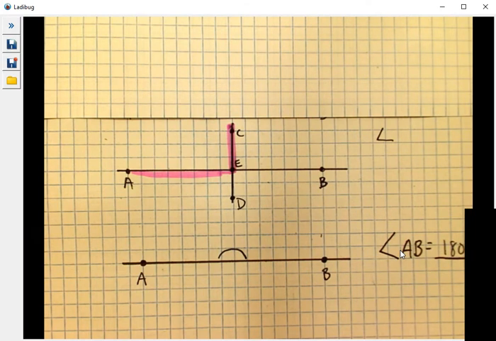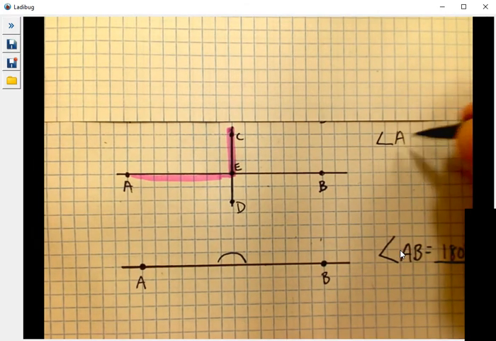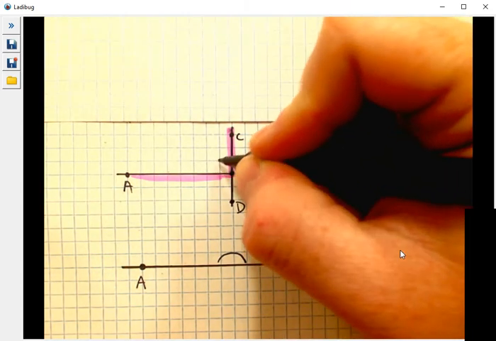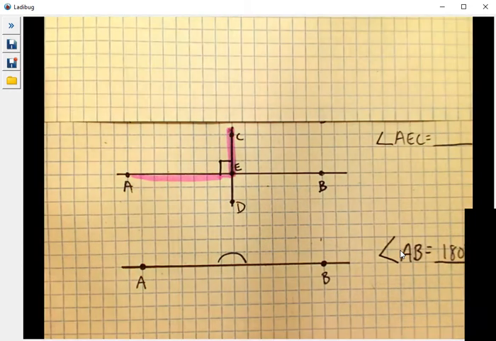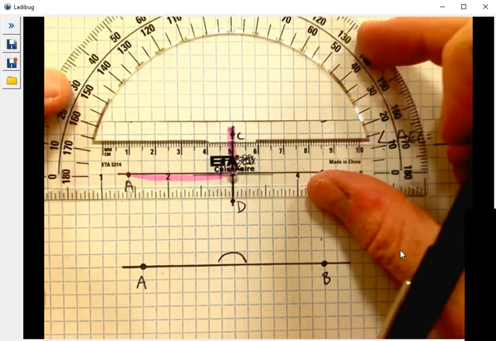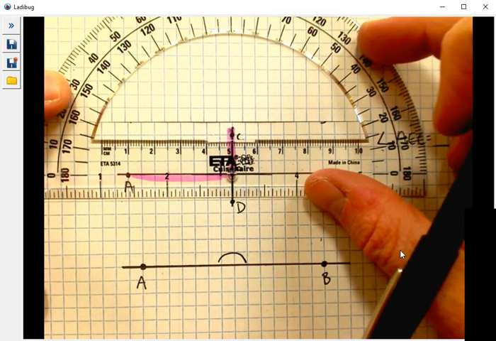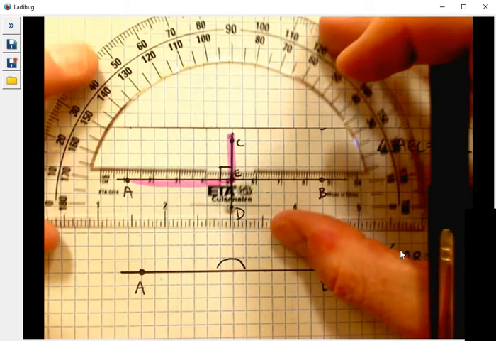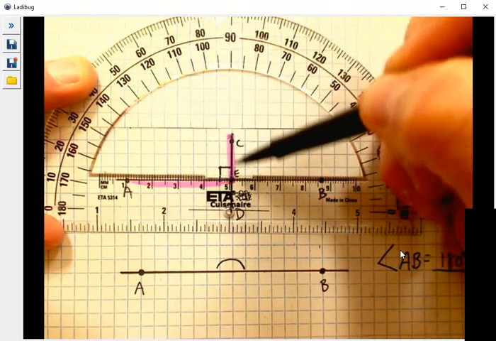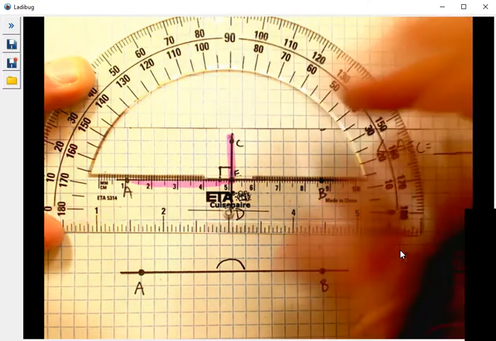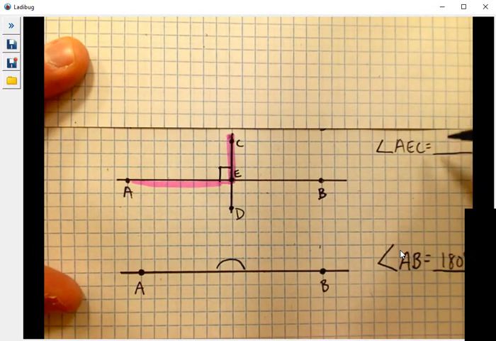Angle AEC. And we want to know what's the measure of that angle. From experience, we could probably say that this is a right angle. We could also use a protractor, line it up at the center, and you can see that based on where my line would extend, it would extend up to 90 degrees. So this angle is actually a 90-degree angle.